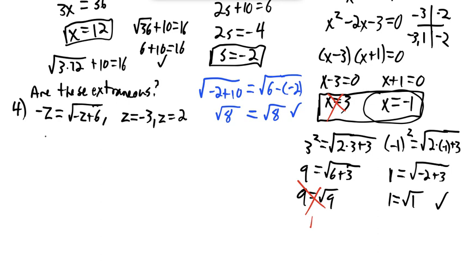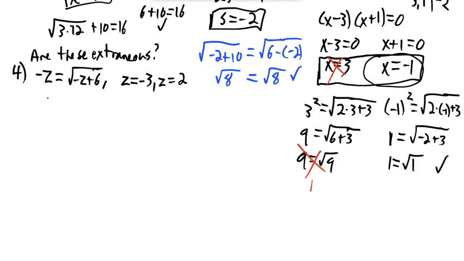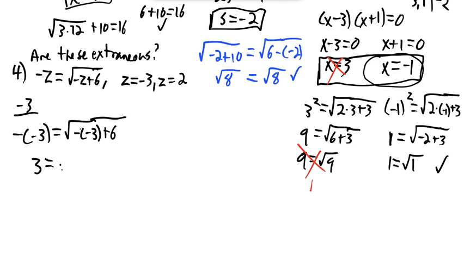All right, in problem 4, this was a little bit of a curveball, but all we have to do is sub these in to make sure that they work. So we're going to use -3. We're going to see, is -3 equal to the square root of -3 plus 6? Or is negative times negative positive, square root of +3 plus 6? Is 3 equal to the square root of 9? It is, so this one is all good.